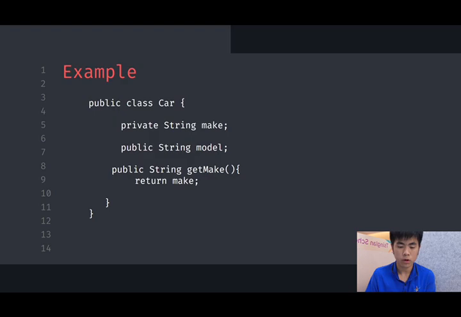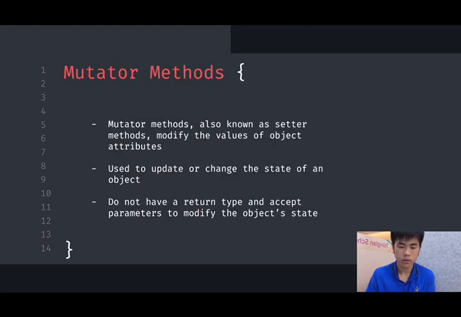If we examine the car class here, we see that the getMake method is an accessor method for make, as it does not change its initial value and only returns it. Moving on, mutator methods or setters or set or modifier methods are void methods, meaning that they do not return a value. Instead, they do take in a parameter, the new value for the instance variable.